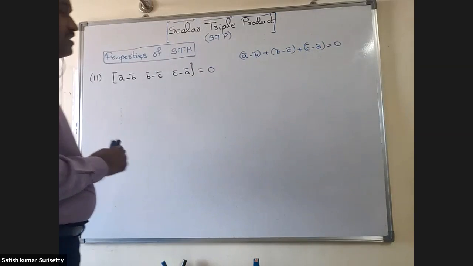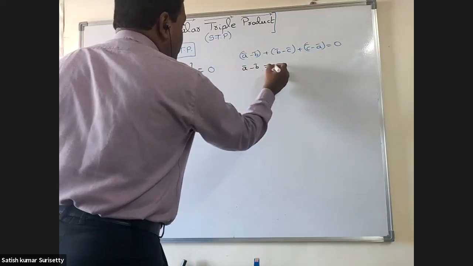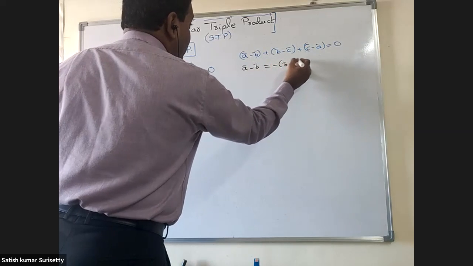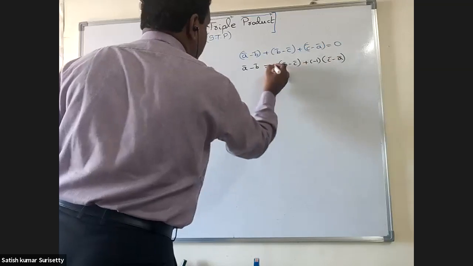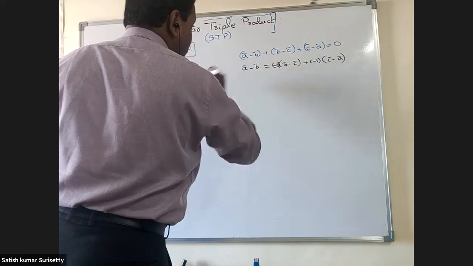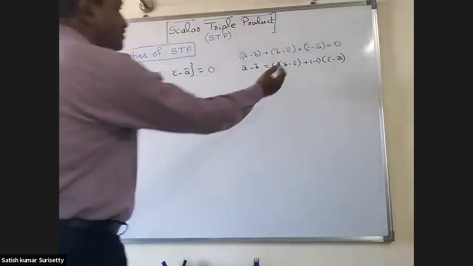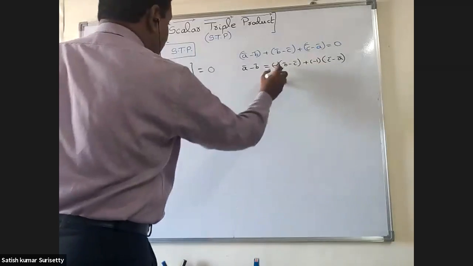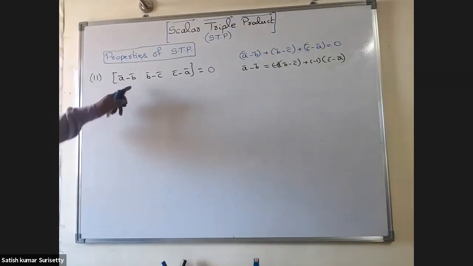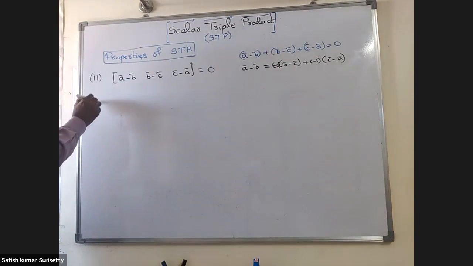That means I can rewrite this as A bar minus B bar equal to minus 1 into B bar minus C bar plus minus 1 into C bar minus A bar. That means I am expressing A bar minus B bar as a linear combination of the other two vectors. That means they are coplanar. Once they are coplanar, you can say the scalar triple product is always 0. Next property.